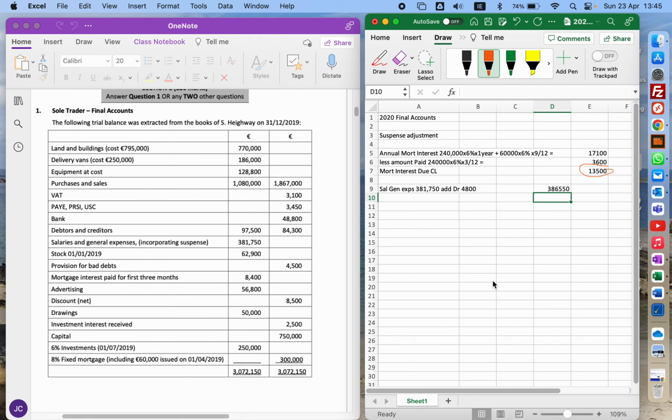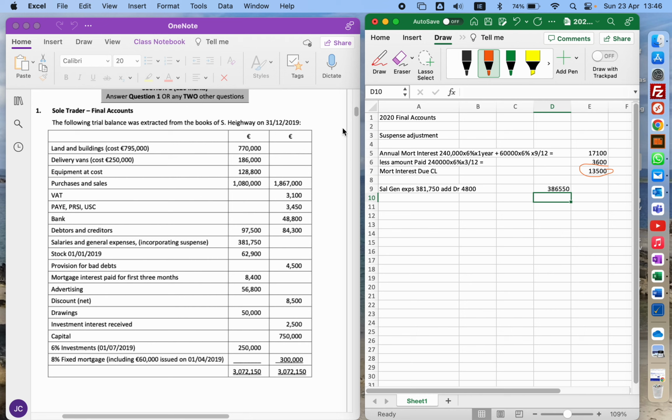So we credit mortgage interest. At the moment, it's a debit of 8.4, so we need to credit it to reduce it down to 3.6. So I'll have a credit of 4.8 in the mortgage interest account, which means I have a debit in the salaries and general expenses, which is where the suspense actually is. So this is the new figure for our salary and general expenses account.